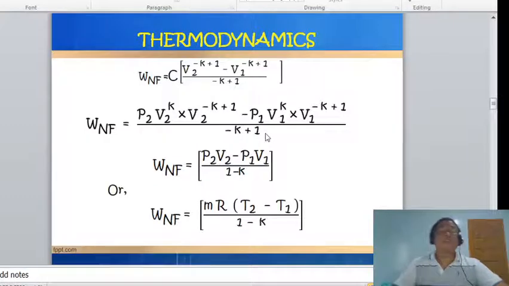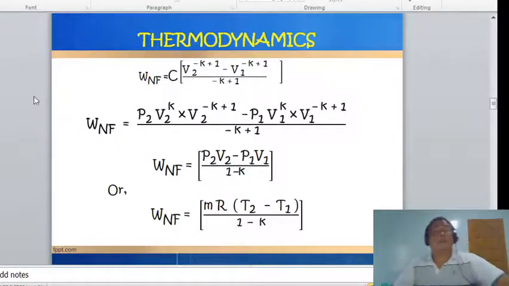Substituting now the value of the constant, where C is equal to PV raised to k. For this, we have P sub 2 V sub 2 raised to k multiplied by V sub 2 raised to negative k plus 1, minus P sub 1 V sub 1 raised to k multiplied by V sub 1 raised to negative k plus 1, over negative k plus 1.